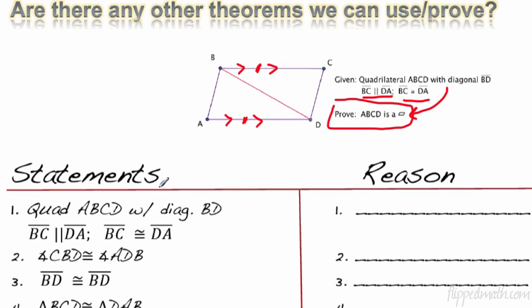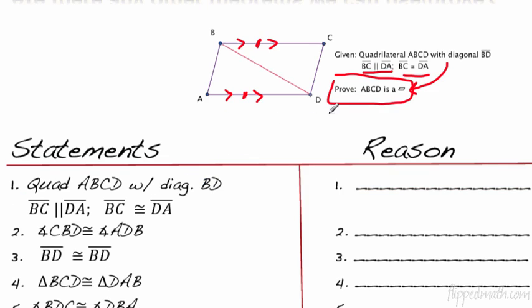So the statements. First statement's always the easiest. Just write the given down, and your reason is given. Ta-da! Second statement. Angle CBD is congruent to angle ADB. So CBD, BD. Let's mark that in green. That's this angle right here. It is congruent to ADB.